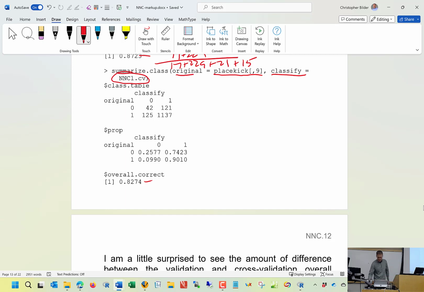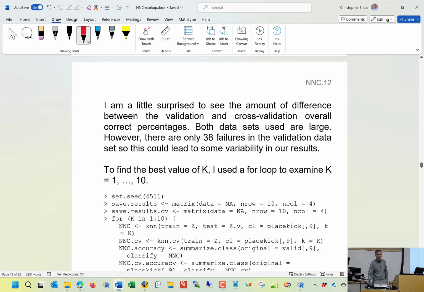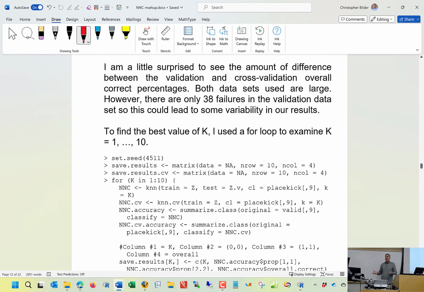Okay. Any questions? So that's K=1. Now I'd like to be able to repeat this process in an efficient way for K=2, 3, 4, and let's go all the way up to 10. And from that, we can make a decision about what we should use for K.